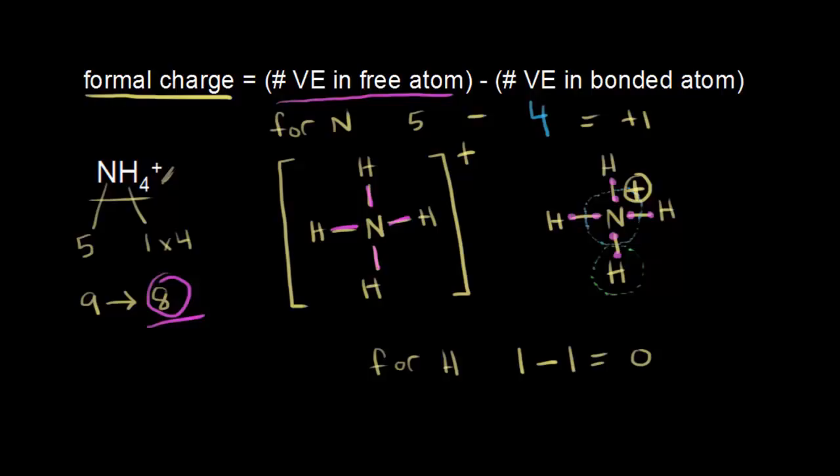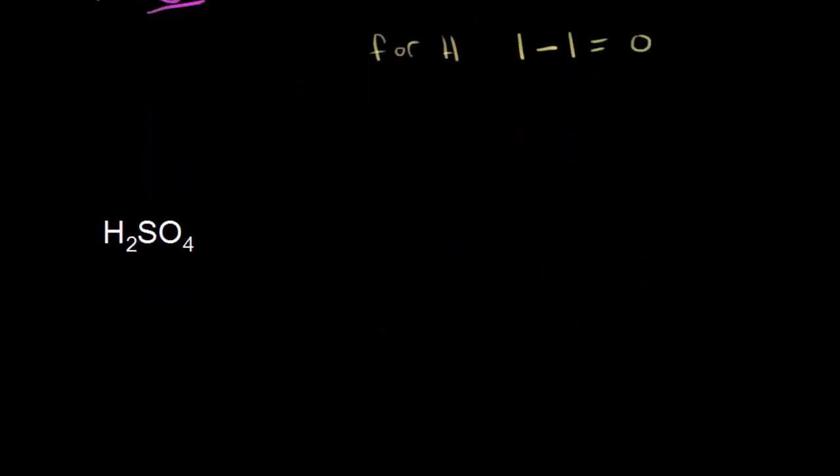Let's see how that applies to actually affecting our final dot structure, and an example of that would be something like sulfuric acid here. The first step, of course, is to calculate the total number of valence electrons we need to worry about in our dot structure. Once again, each hydrogen is 1, and I have 2 of them. Sulfur is in group 6 on the periodic table, so therefore it has 6 valence electrons.